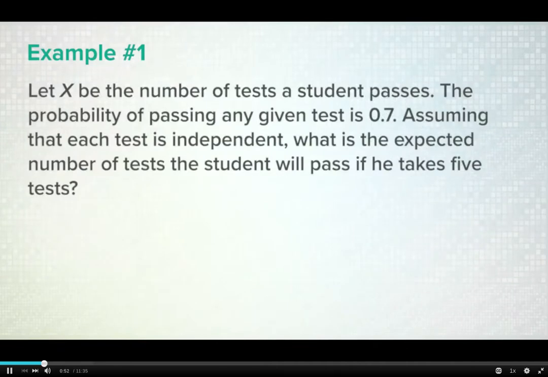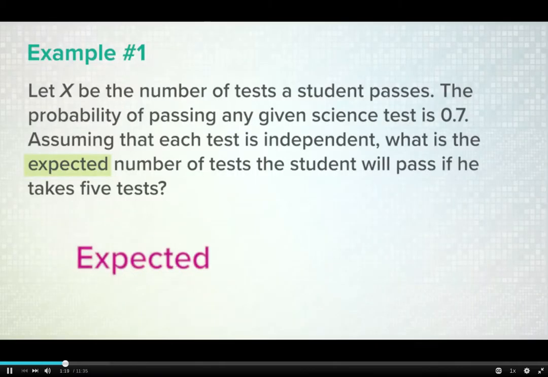Let's try an example. In example number 1, let x be the number of tests a student passes. The probability of passing any given test is 0.7. Assuming that each test is independent, what is the expected number of tests a student will pass if he takes 5 tests? I've said it before. Whenever you see expected number, I want bells to go off in your head that say mean, mean, mean. Expected should always translate to mean in your head. So all I'm asking you to do here is to find the mean of x.